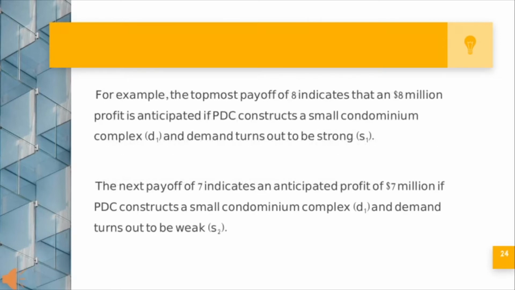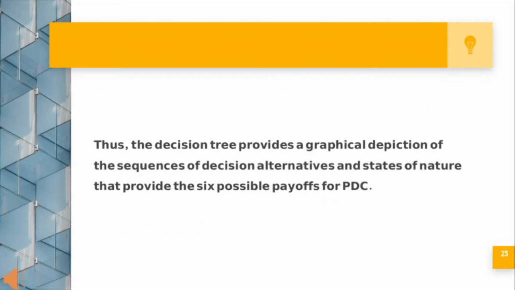For example, the topmost payoff of 8 indicates that an $8 million profit is anticipated if PDC constructs a small condominium complex, D sub 1, and demand turns out to be strong, S sub 1. The next payoff of 7 indicates an anticipated profit of $7 million if PDC constructs a small condominium complex, D sub 1, and demand turns out to be weak, S sub 2. Thus, the decision tree provides a graphical depiction of the sequences of decision alternatives and states of nature that provide the 6 possible payoffs for PDC.